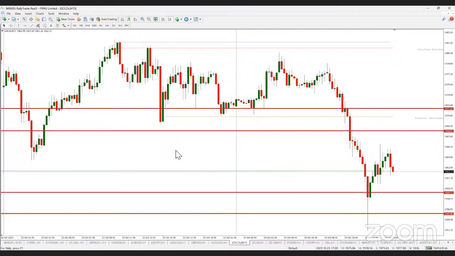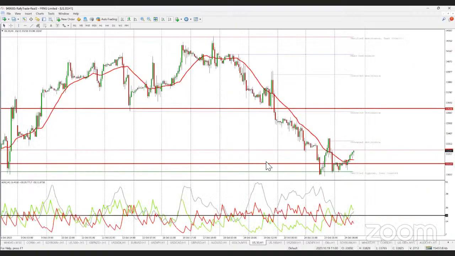Let me just call the sell again. 1959.11. That is the entry position for the sell, and the TP is 1955.88. That is my take profit for the sell, and the buy is 1968.52. That is the buy entry, and the TP for the buy is 1971.93. So I guess everyone got that also.